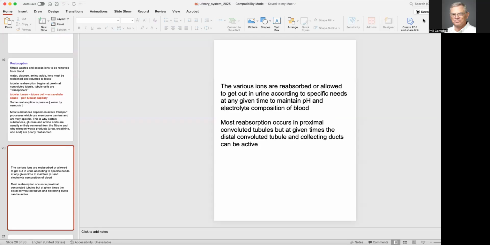Now, where does it occur? Just as I mentioned, primarily in the proximal tubule, it can occur in the distal convoluted tubule as well, with water in the descending loop of Henle, salt in the ascending loop of Henle. So depending where you're at in the tubule, different things can be reabsorbed.